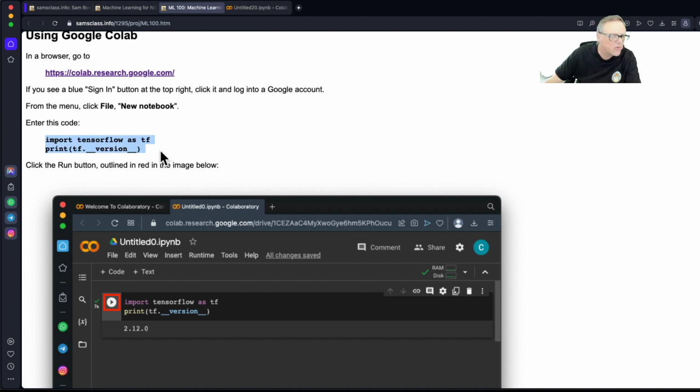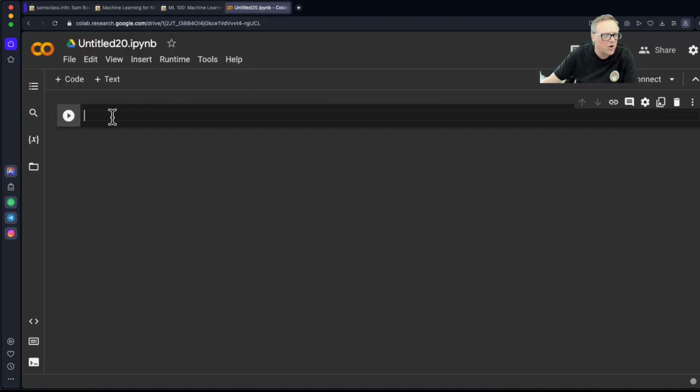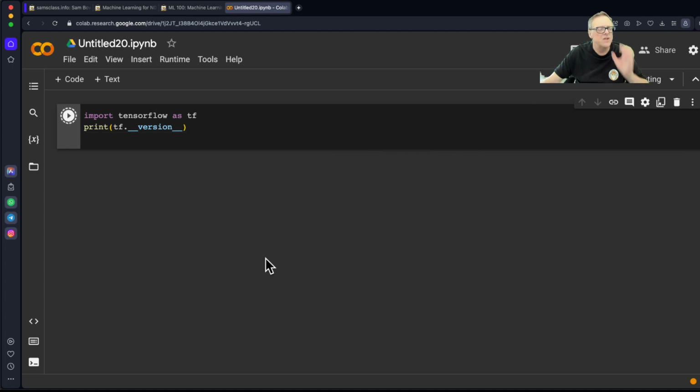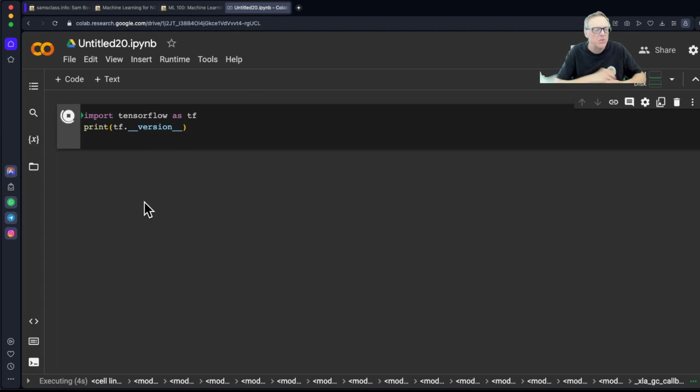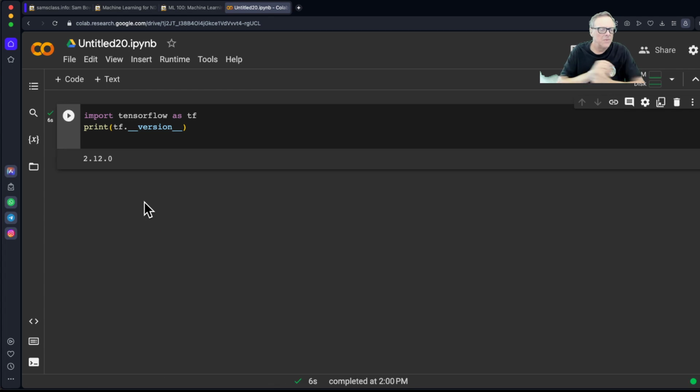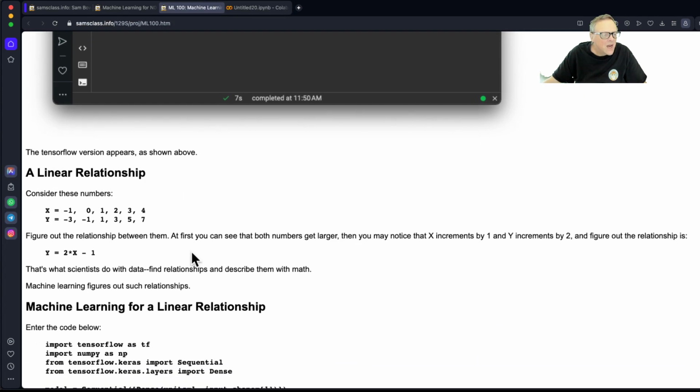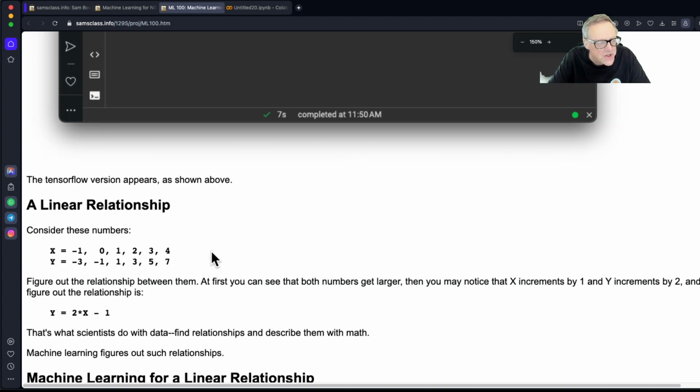And the first thing is put in this code. This code just imports the library called TensorFlow, which is the one we're going to use to do machine learning. Just make sure that we're able to import it and see what version it is. Not that we care what version it is, I just want to make sure it works. Okay, so it prints out a version number, so it's working.